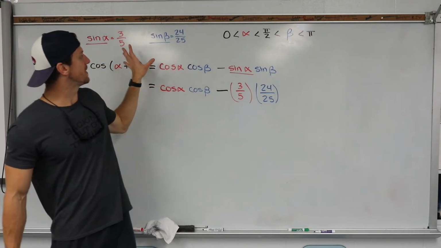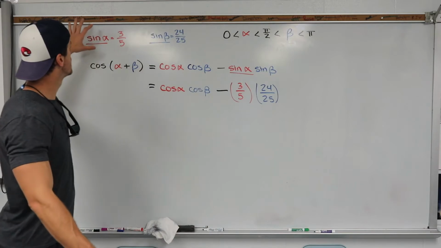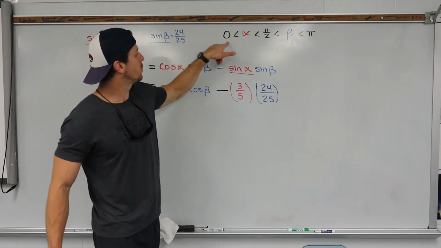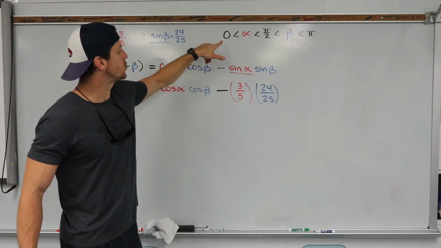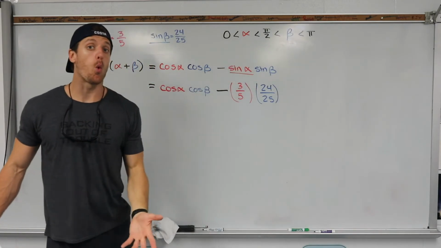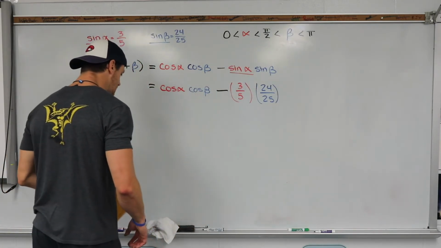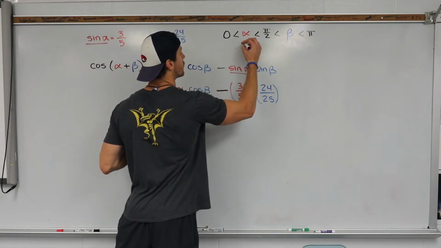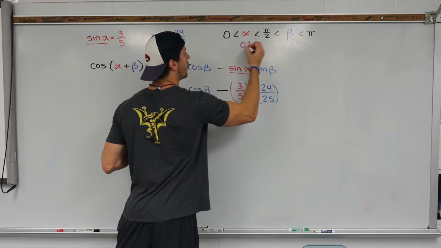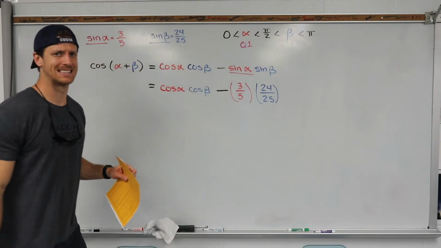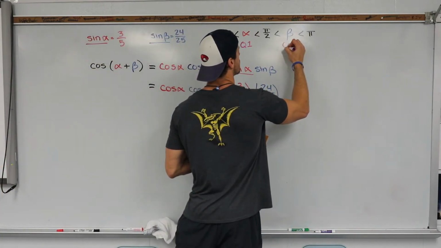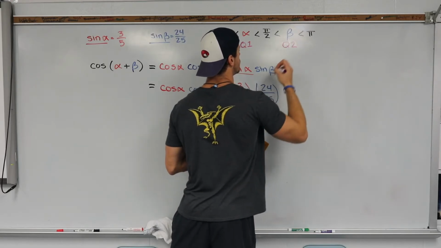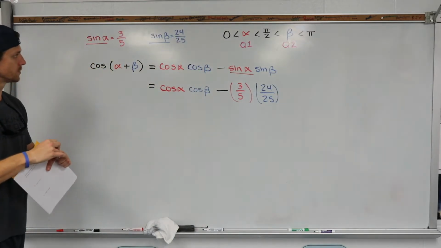But that's why they give us this information up top. Let's look back here. What does this mean when we say alpha is between 0 and pi over 2? What quadrant are we in? We need to be very specific and understand that. This right here is just quadrant 1. What about beta? That's quadrant 2. Alright?